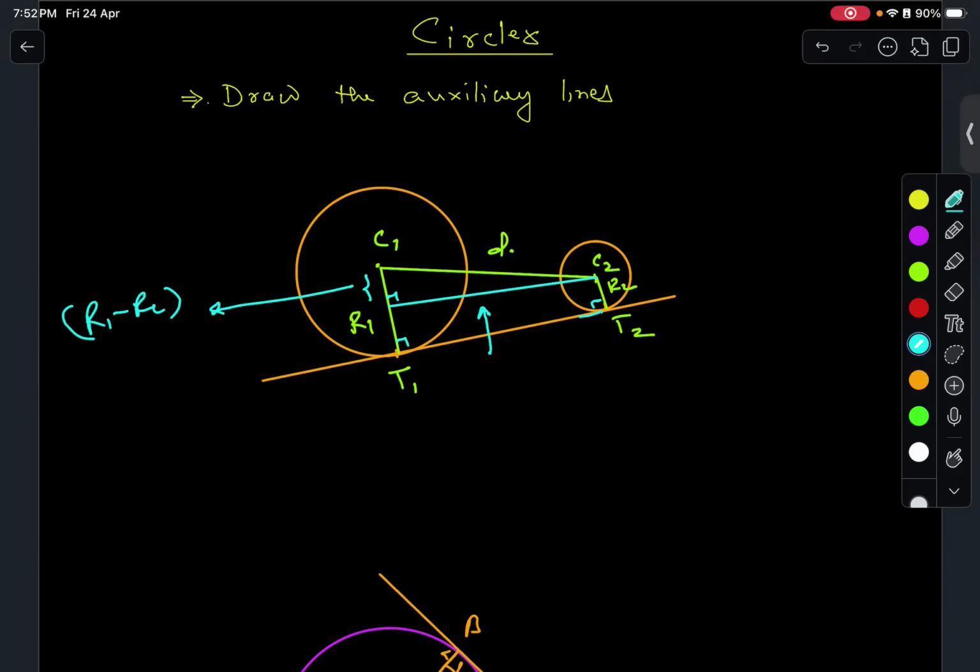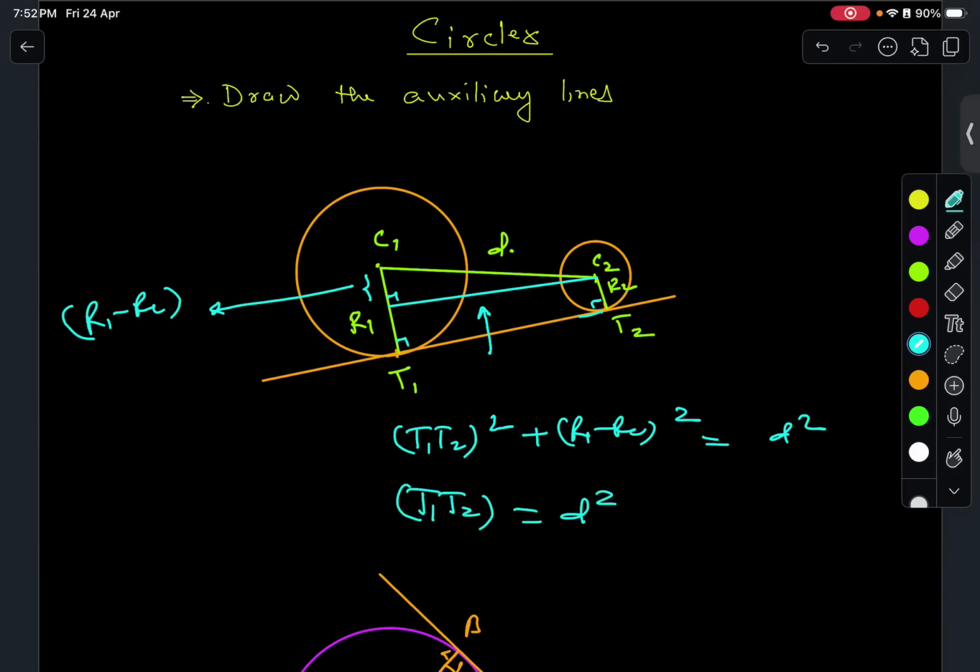So can I say that T1, T2 whole square, by Pythagoras theorem, plus R1 minus R2 whole square is equal to D square. And from this, I can say T1, T2 is equal to the square root of D square minus R1 minus R2 the whole square.